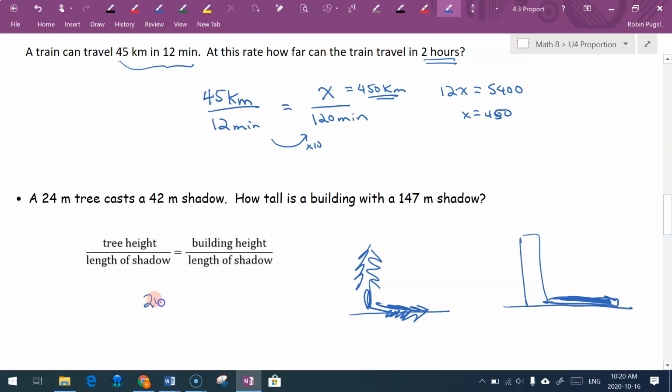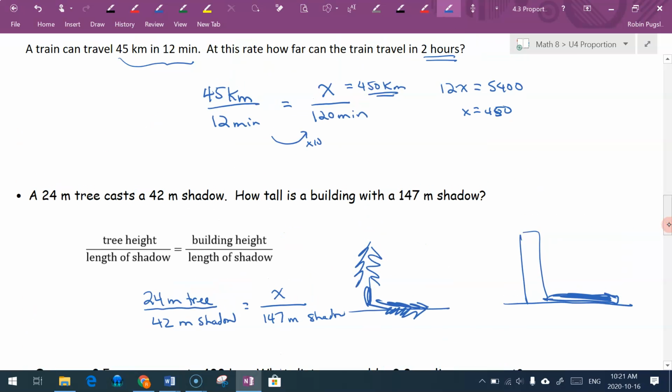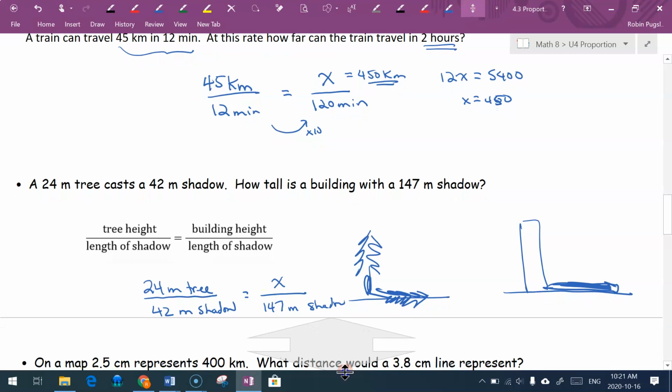So we know a 24-meter tree as compared to its 42-meter shadow is equivalent to, I'm not sure how tall the building is, so we'll put x, to a 147-meter shadow. Okay, so that is our proportion. So now we need to solve for x. This one might be a good one to use cross multiplication on. So just get a little extra space here.